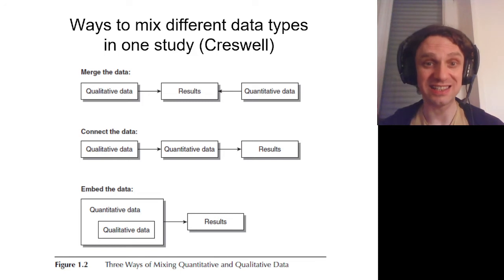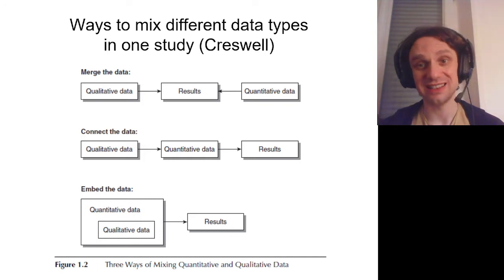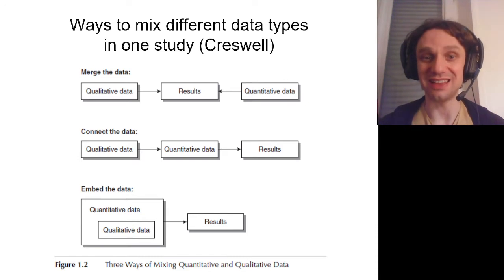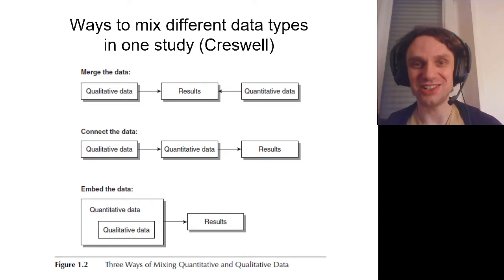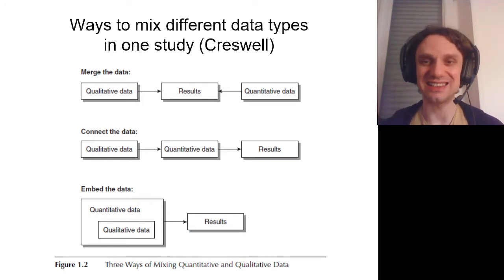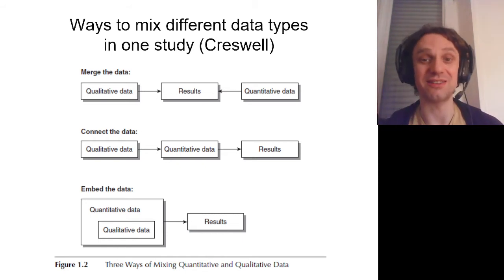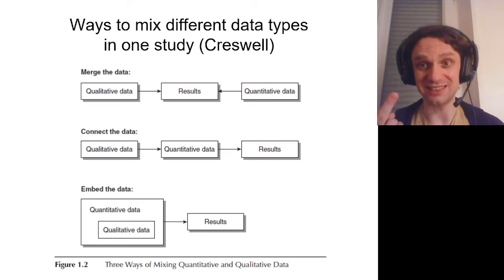The second strategy is connecting the data. It's a sequential strategy when you collect some qualitative data first, for example, and then you use the results in order to inform a subsequent quantitative study. And then based on this subsequent study, you arrive at some results. So essentially, the qualitative study in this case is kind of a precursor, a foundation for your following quantitative study. And of course, the sequence quantitative, qualitative can be different depending on your research aims.